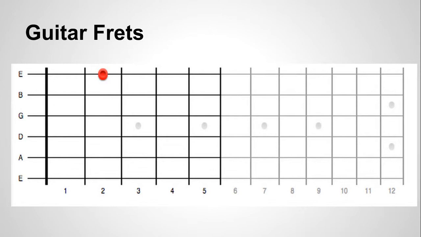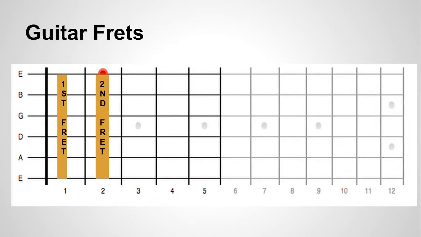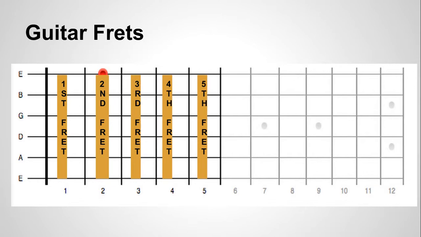Now let's look at the frets. Those are the lines going up and down. When you look at your guitar, you're going to see these metal bars going up and down. Those are called frets. When you put your finger on the guitar, however, you place your finger in between the frets. So when you look at it, this is the 1st fret, the space in between. Here's the 2nd fret, the 3rd fret, the 4th fret, the 5th fret, and so forth.